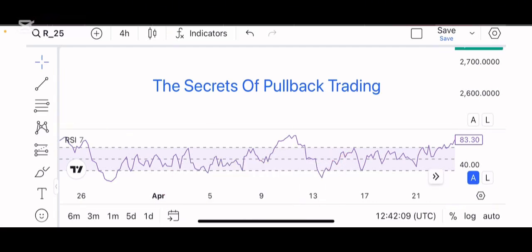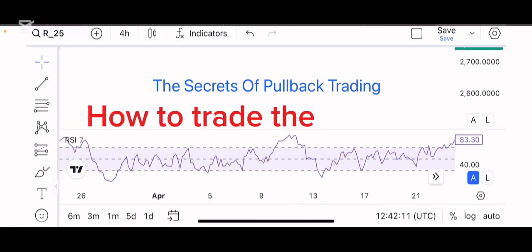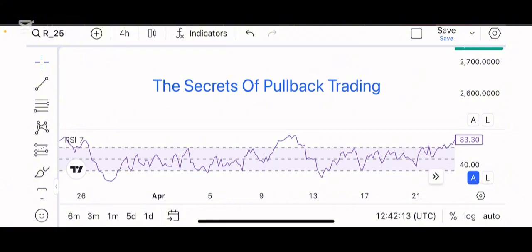So listen guys, in this video I'm going to be teaching you how to trade the pullback. This is going to increase your accuracy in trading by a factor of 100, in my opinion. So if that's something you want to learn, stick around after the intro and the disclaimer roll.